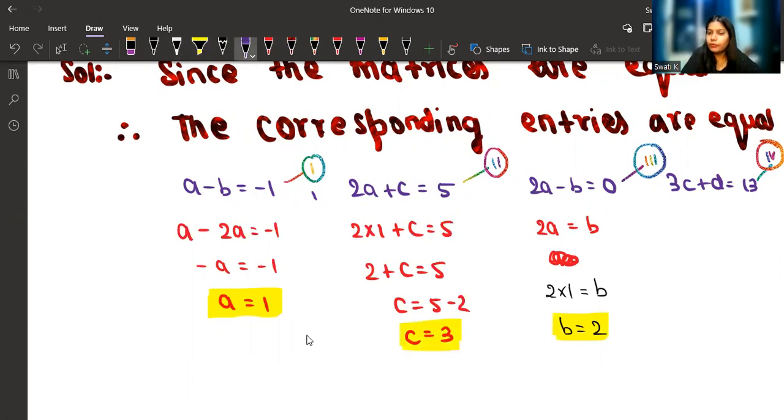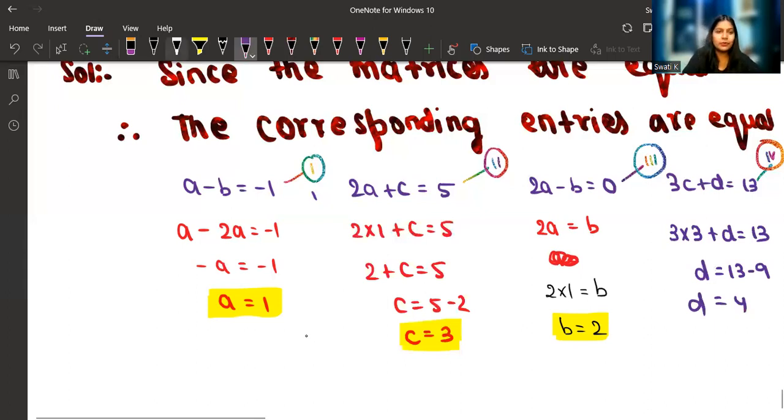Next is the value of D we need to find. So we got the value of C, that is 3. So 3 times 3 plus D equals 13. So this is 9 only, so D is 13 minus 9, and this is going to be 4. So we got the values A is 1, B is 2, C is 3, D is 4. Oh, this was quite sequential, right? So yes, we got the answer. And now we can go to the next question.